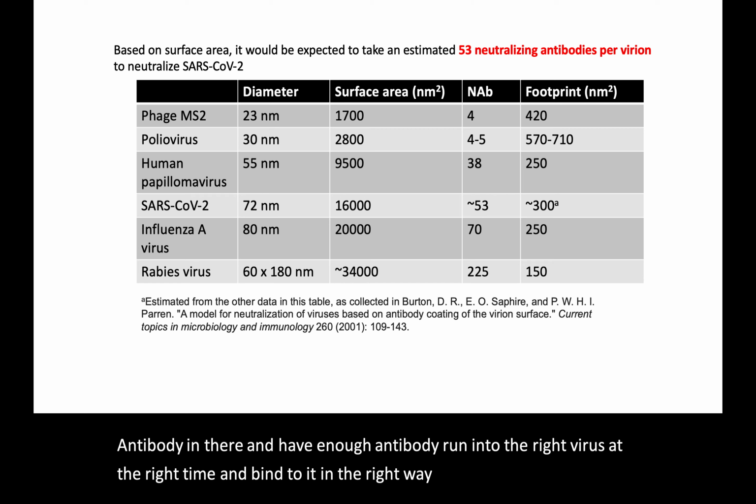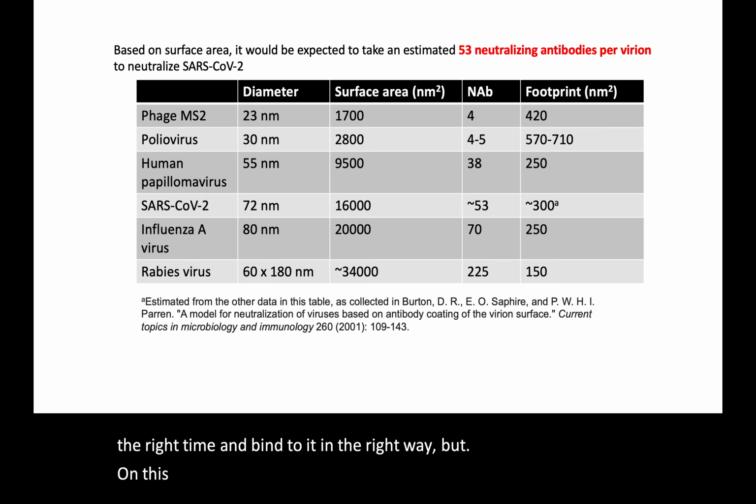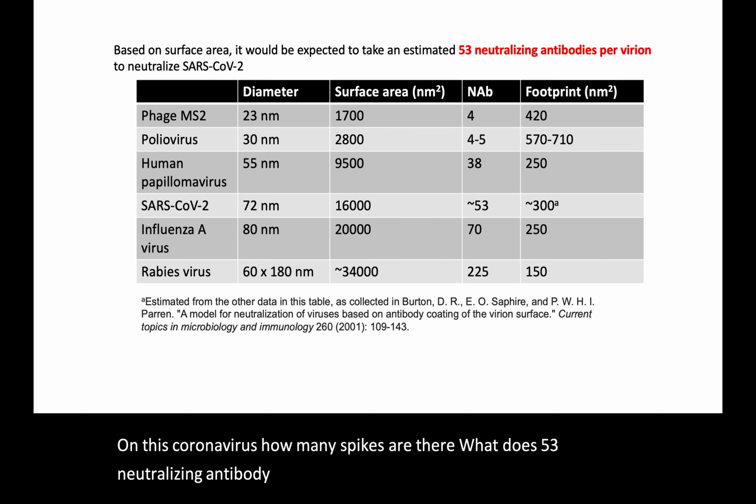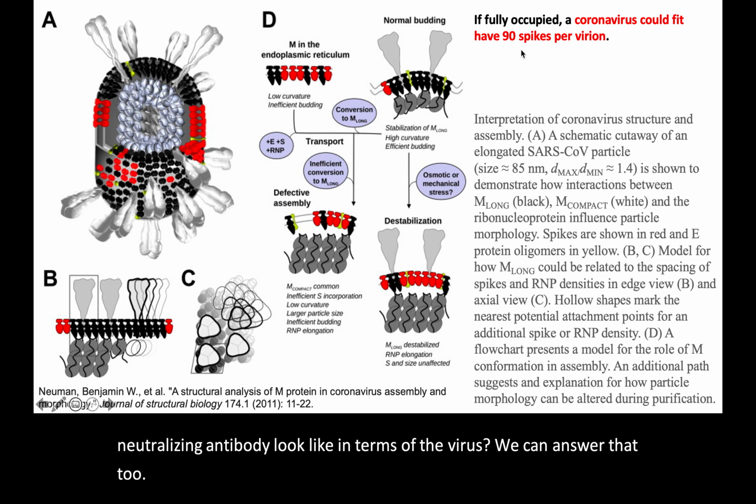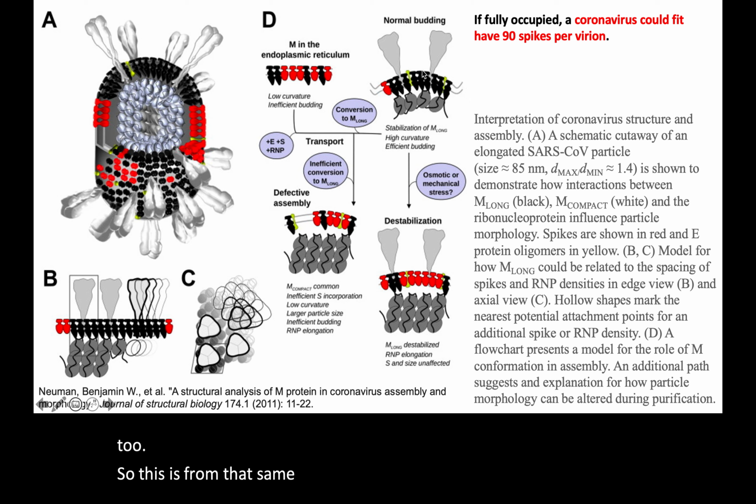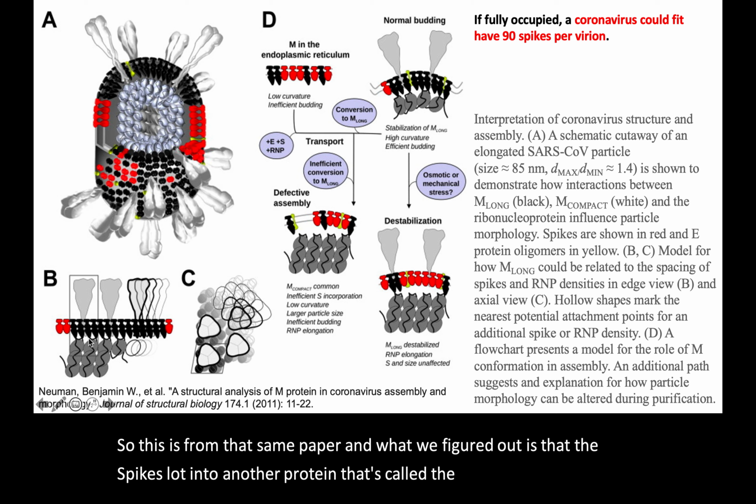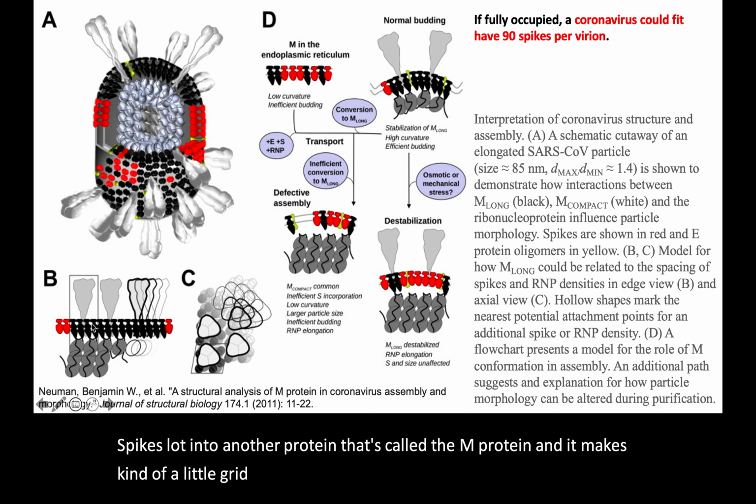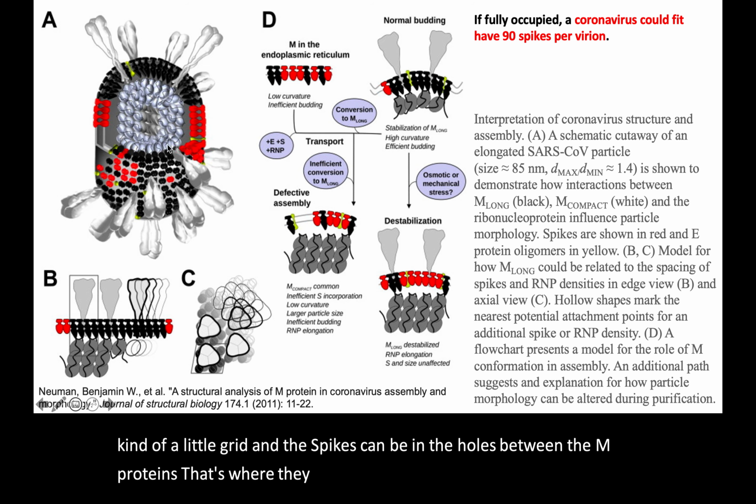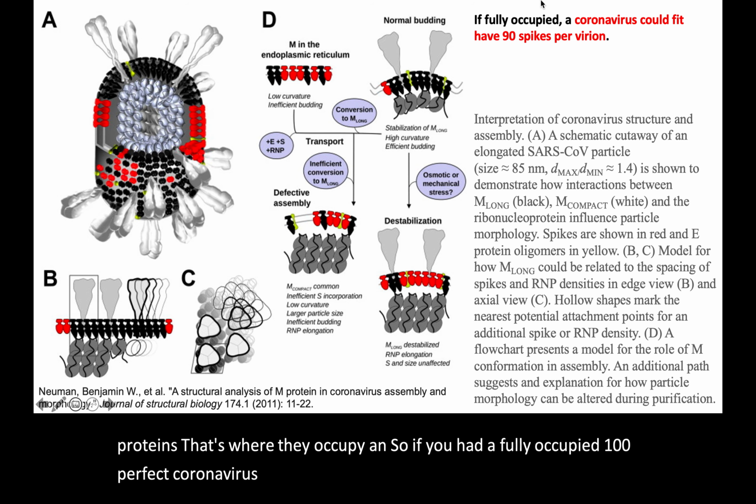But on a coronavirus, how many spikes are there? What does 53 neutralizing antibody hits actually look like in terms of the virus? Well, we can answer that too. So this is from that same paper, and what we figured out is that the spikes slot into another protein that's called the M protein, and it makes kind of a little grid, and the spikes can be in the holes between the M proteins. That's where they occupy. And so if you had a fully occupied, 100% perfect coronavirus, which never happens, you would have about 90 spikes on each virion.